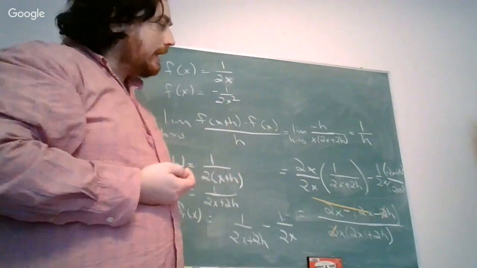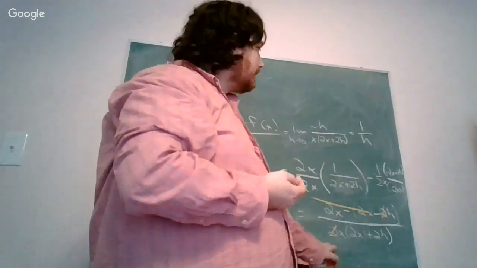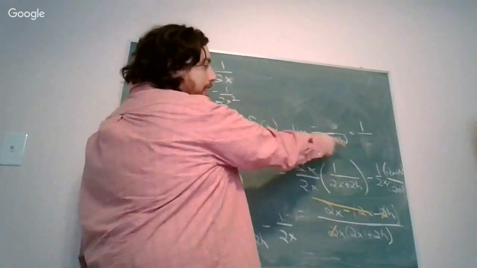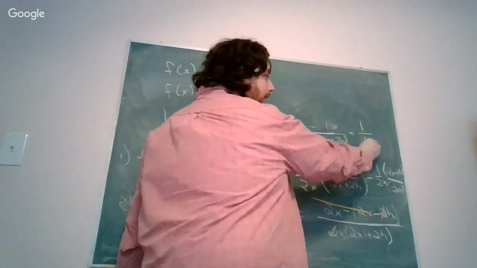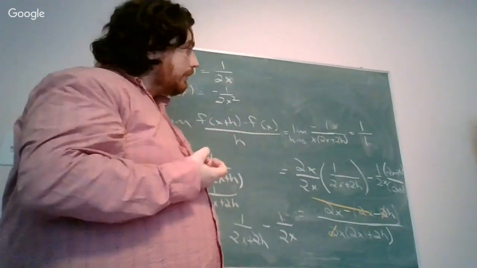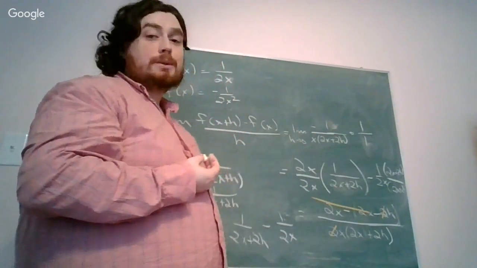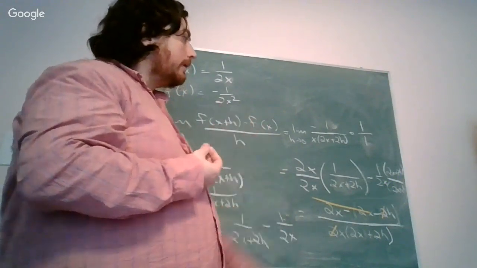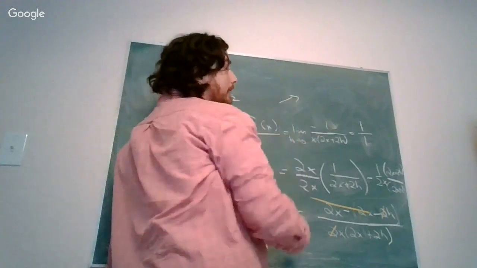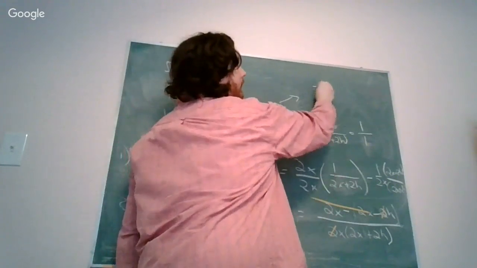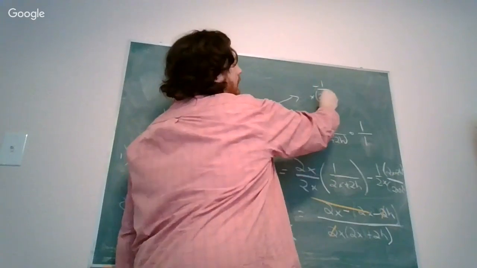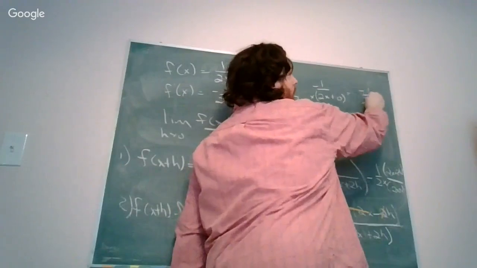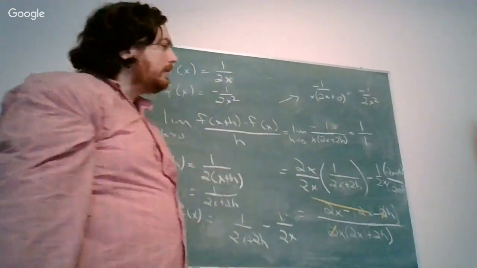And so what I get is now the h over the h cancels, which is what we were hoping for, because with an h and an h, we had a 0 over 0. We wanted to cancel that out. And so now we're left with a negative 1 over x times 2x plus 2h. Now that we've done that, we can calculate our limit. So if I calculate my limit, I get negative 1 over x times 2x plus 0, which is negative 1 over 2x times x, which is 2x squared.